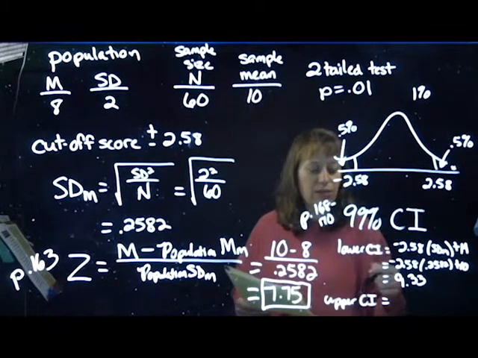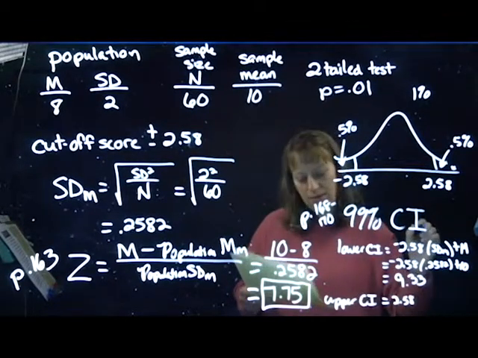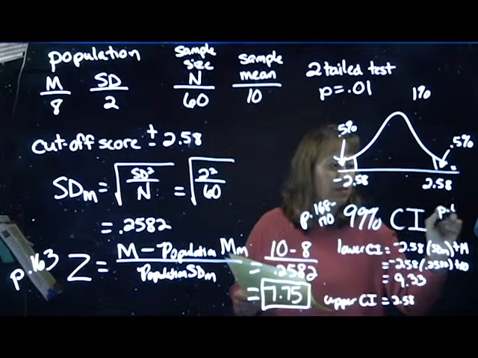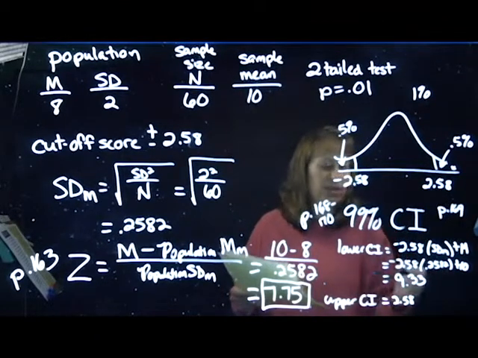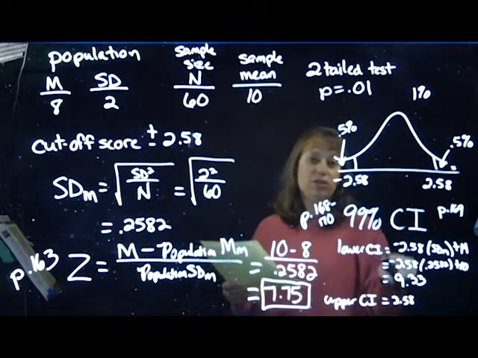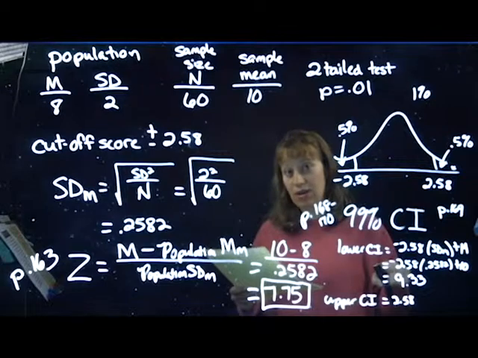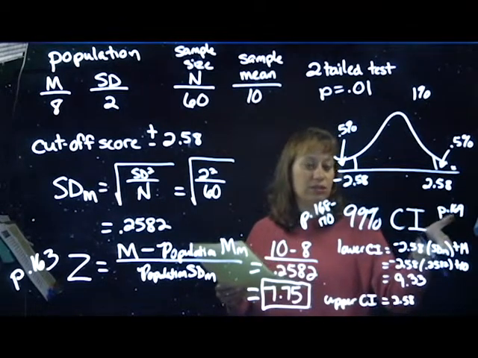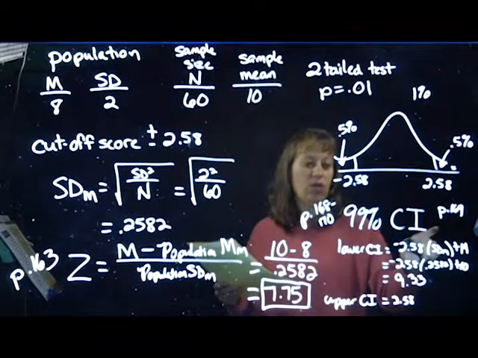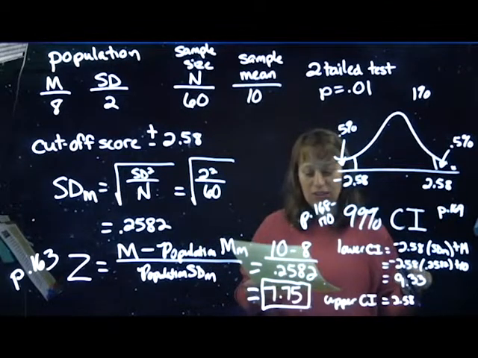And remember, this is a 99% confidence interval, so we're using 2.58. If you look at page 169 in the text, you'll see that if we were calculating a 95% confidence interval, we would not be using a positive and negative 2.58. We would be using a positive and negative 1.96. So look at page 169 in the text for more information about using the value for the 95% confidence interval versus the 99% confidence interval.